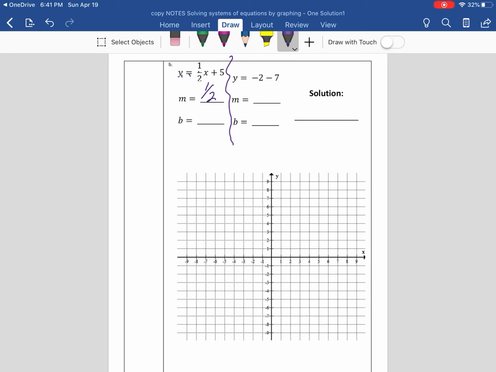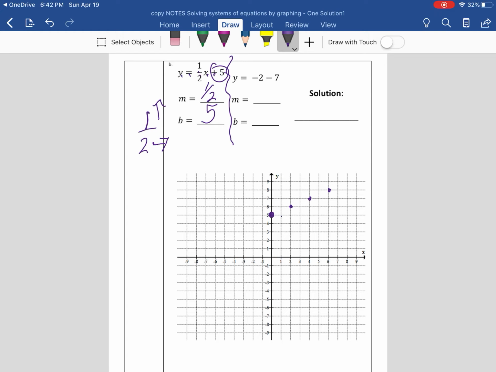Y equals mx, my m is 1/2. Y equals mx plus b, plus 5, I have a positive 5. So I'm going to start it at 5 on the y. Now what is my slope pattern? 1/2. So that means I'm going to go right 2, up 1. Right 2, up 1. Right 2, up 1.